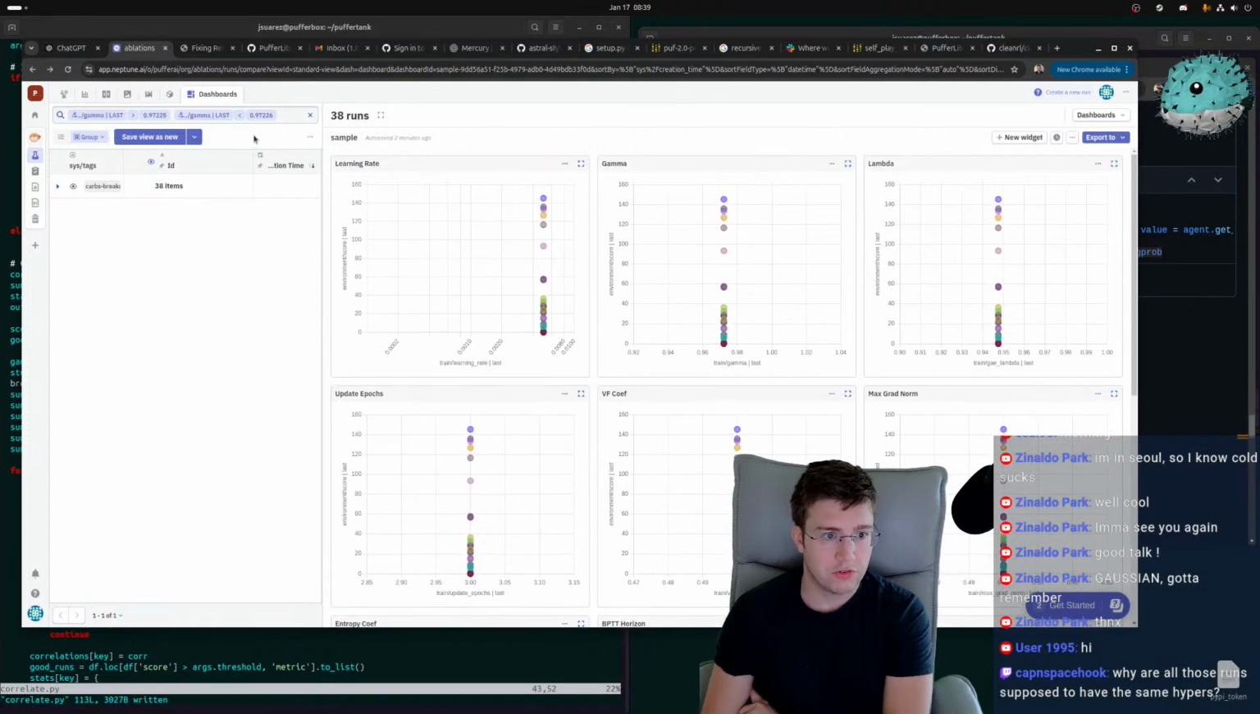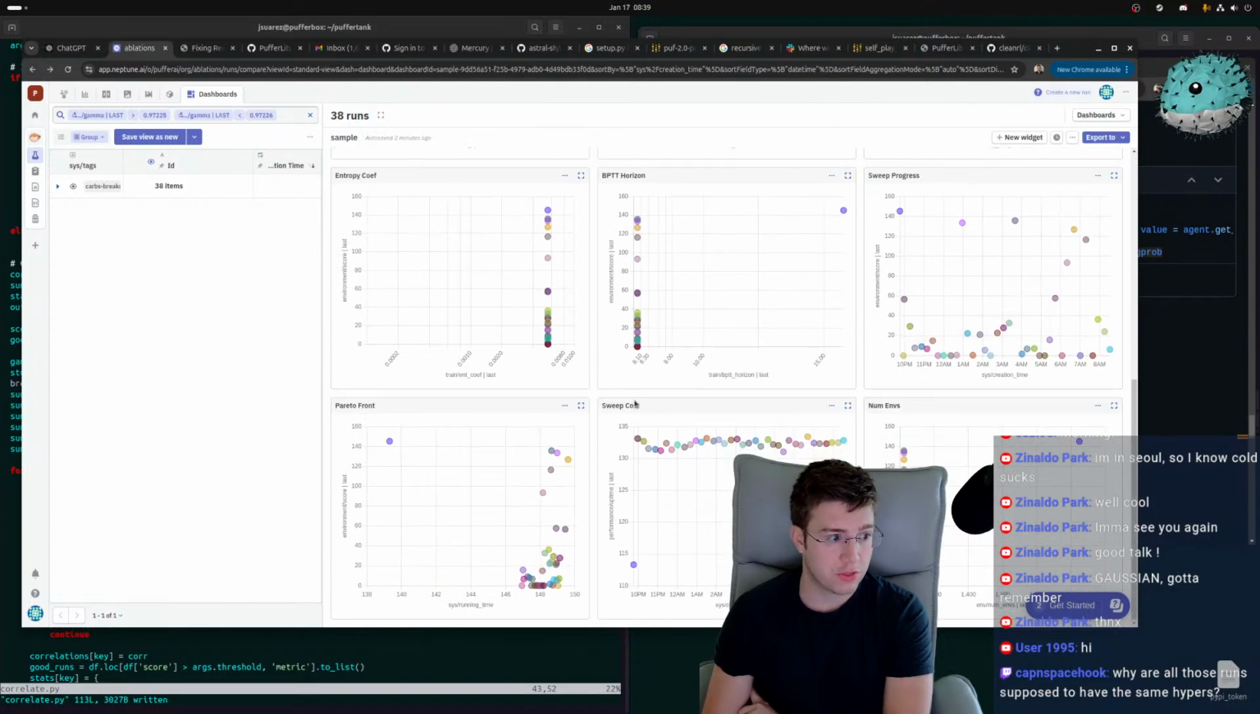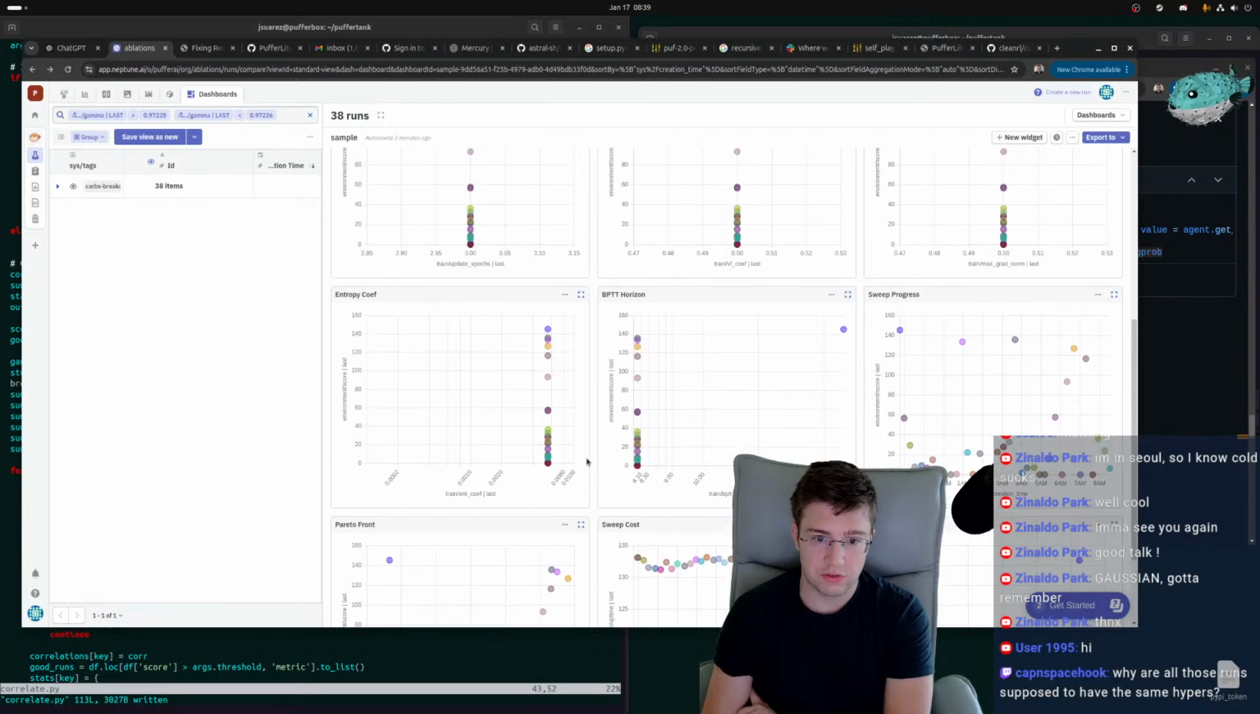Look what CARBS did. I put this filter on, and CARBS has sampled the same parameters like 38 times. It really likes these parameters for some reason. We can figure out why that is. But for now, it did do this, okay?